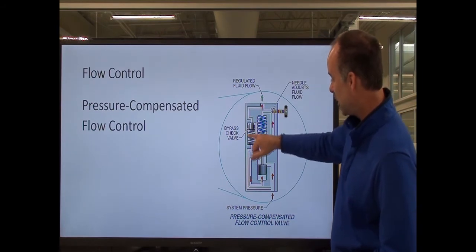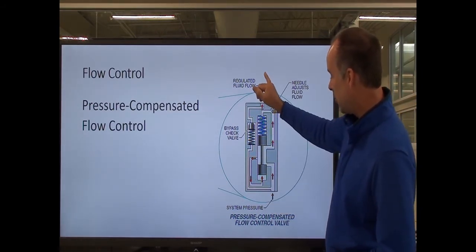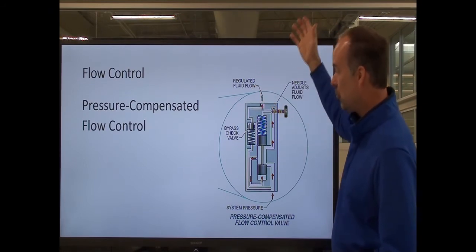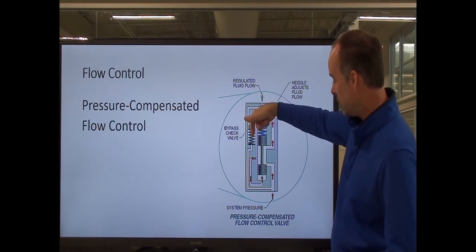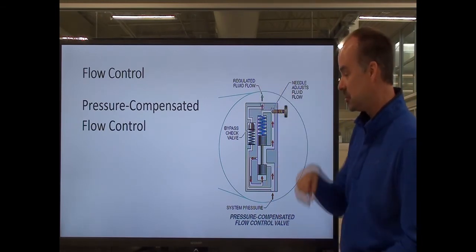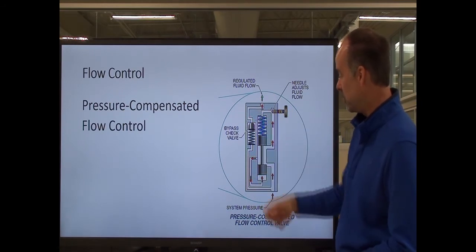You notice this one over here has got a check valve in it. So that tells me I'm controlling the flow going out to my load or whatever it is. But when the flow is coming back, I've got a check valve here that opens up and allows the flow just to go. I won't be controlling the speed of the flow coming back. It'll give me full flow.